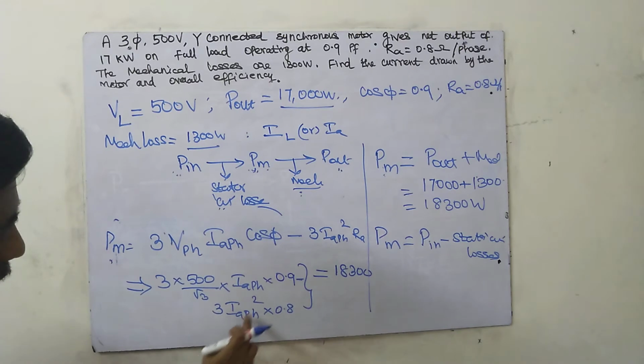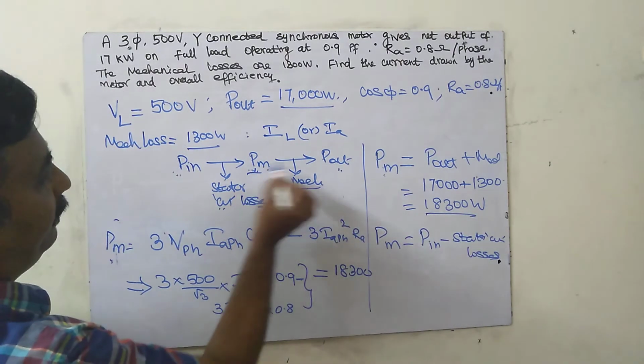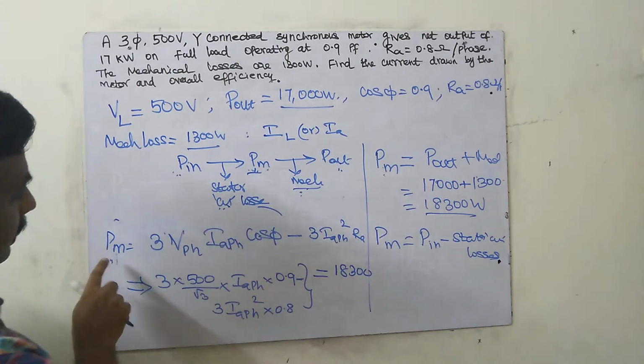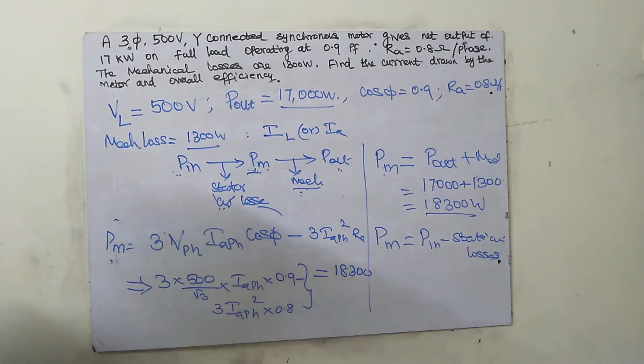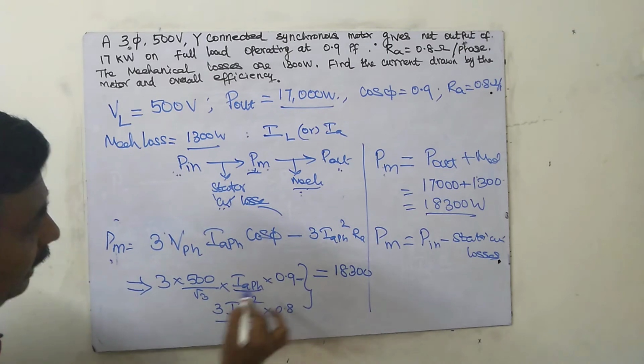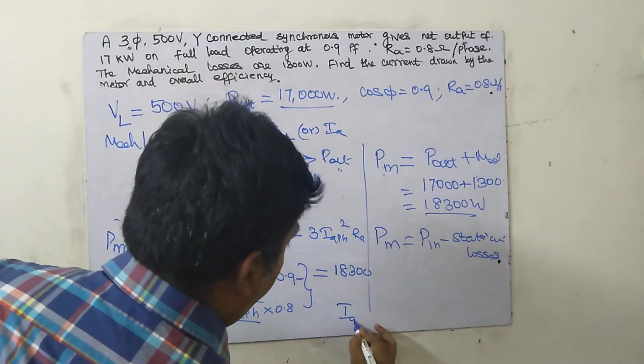So I am getting a quadratic equation: IA phase square plus IA plus a constant, which is minus this constant, equals 0. Because we have already calculated PM as P out plus mechanical losses, and again we write PM equal to this minus this, I am equating both things. Here I get IA square and here IA. If I solve this quadratic equation, I get the answer IA equal to 25.47.